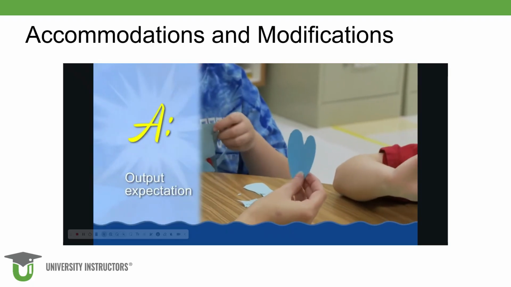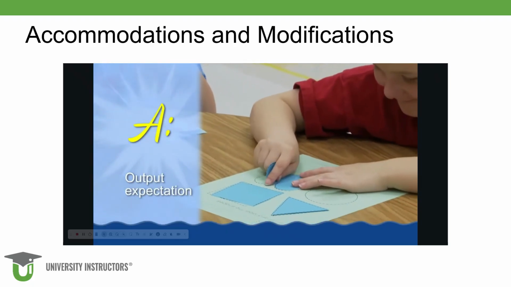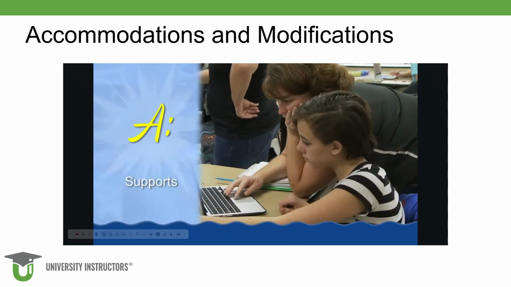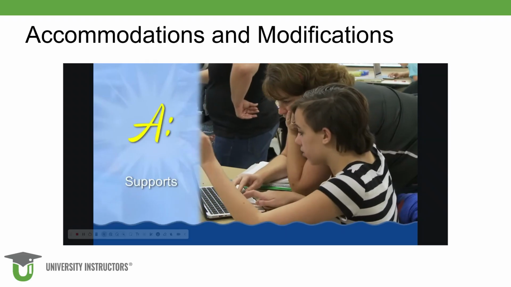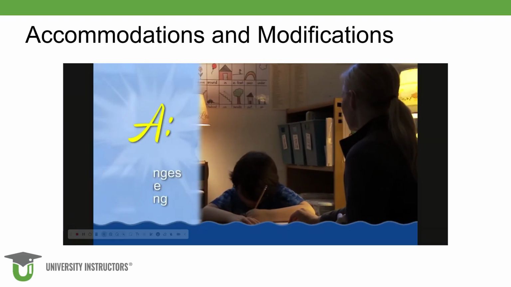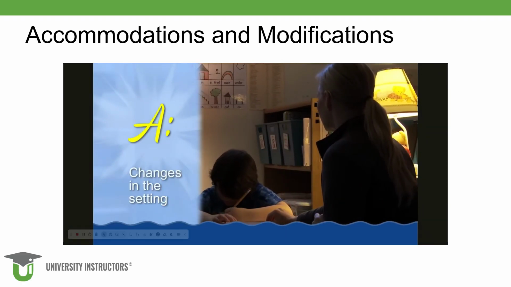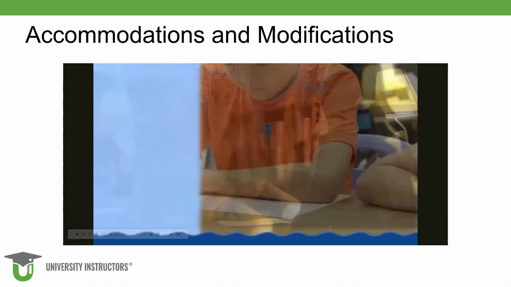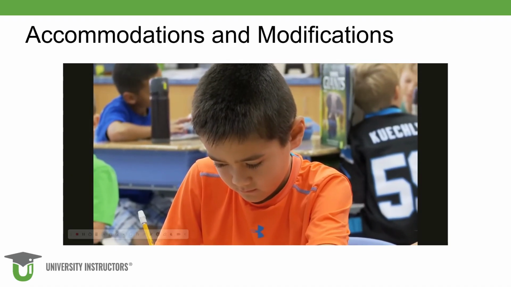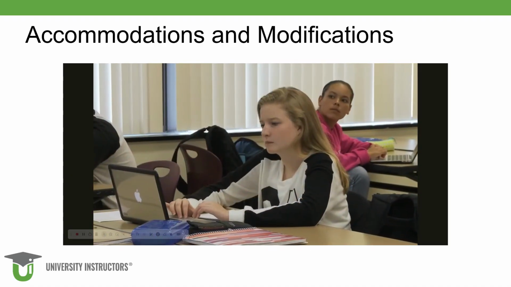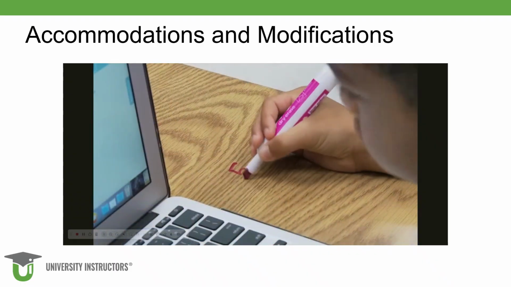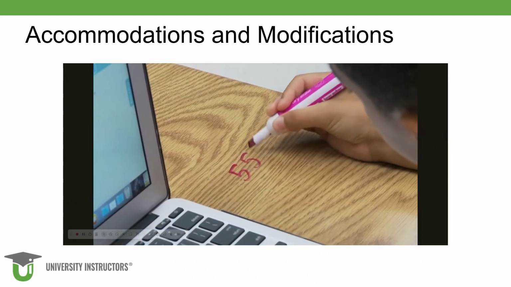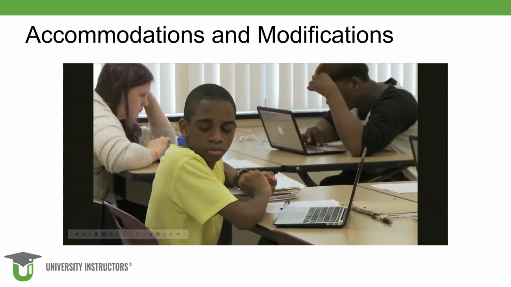Adapting assignments. Alex, I have your shapes here. Good. Providing extra assistance, or changing the physical setting. Let's do one more page today. There is no one set list. Because each child is unique, the IEP team must identify specific strategies to help your child succeed.